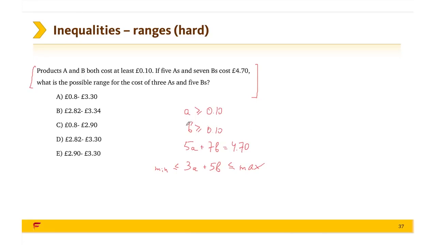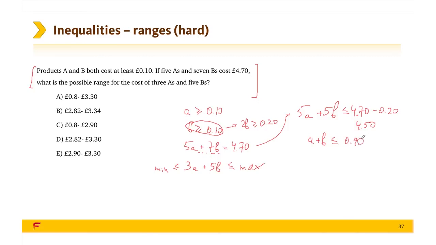Okay, so if B is greater than or equal to 0.10, that means 2B is greater than or equal to 0.20. That means that 5A plus 5B here is less than or equal to 4.7 minus 0.20, or 4.50. That means that A plus B is less than or equal to 0.90. And then 2A plus 2B is less than or equal to 180.